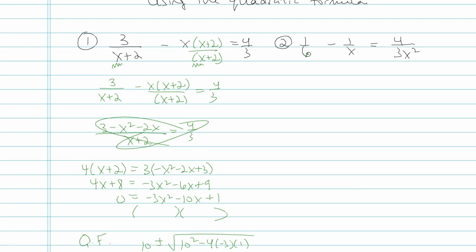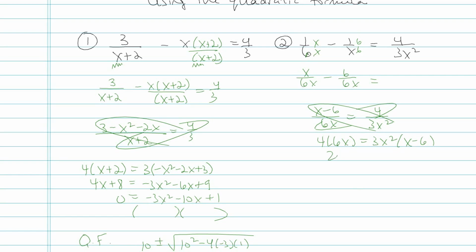Same idea. On the left-hand side, I'm going to find common denominators so that I can make that one fraction. I'll have x over 6x minus 6 over 6x. That combines to x minus 6 over 6x. Now I have one fraction on the left-hand side, so that's good, because now I can cross-multiply. 4 times 6x would be equal to the product of 3x squared times x minus 6. That's going to be 3x cubed.